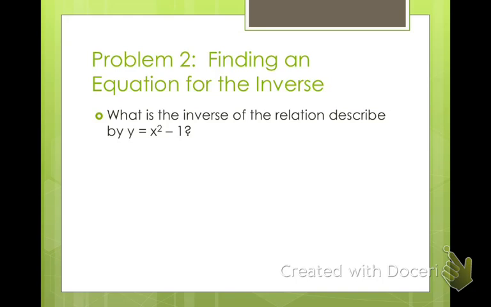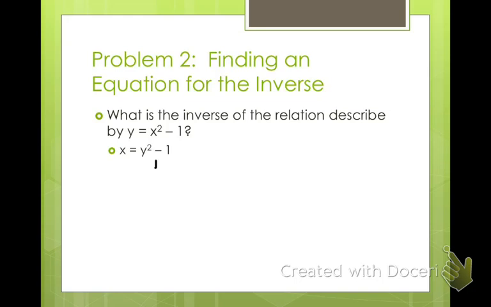So finding the inverse. What's the inverse of the relation described by y equals x squared minus 1? Now, if you want to find what an inverse is, instead of switching the x and y values, you actually switch the variables, the x and y variables, and then you solve for y. So we're going to rewrite it as x equals y squared minus 1. And then we're going to solve this equation for y.